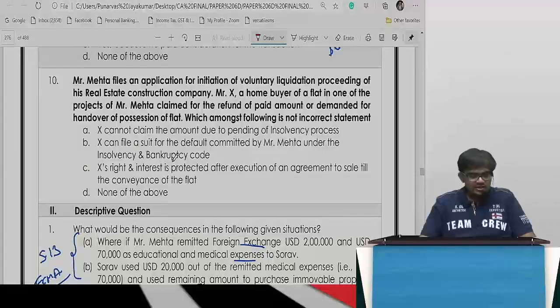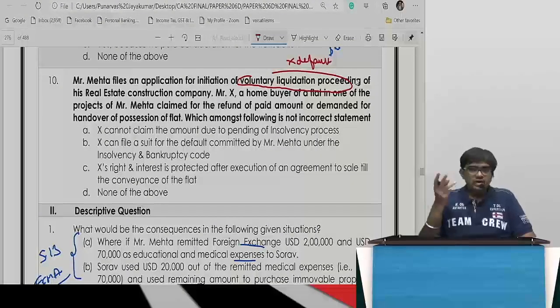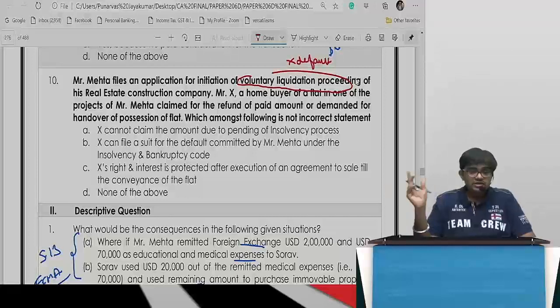Mehta files an application initiating CIRP. Voluntary liquidation. Mind you guys, in voluntary liquidation proceeding of IBC, you should not have had any default. We have seen that in IBC already. If you have made default, there are 3 people: corporate debtor, financial creditor, operational creditor. Without any default, it is voluntary liquidation.